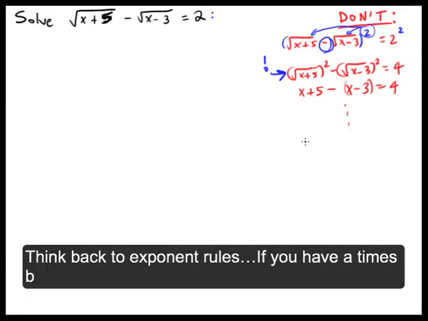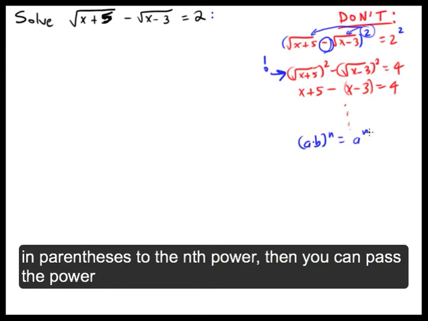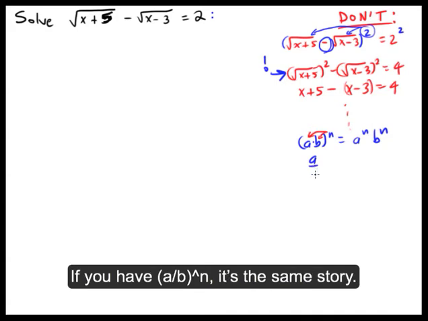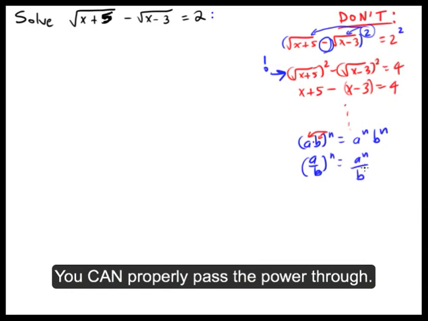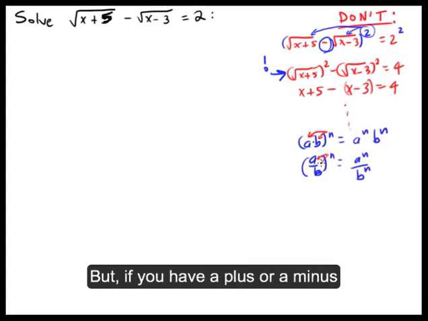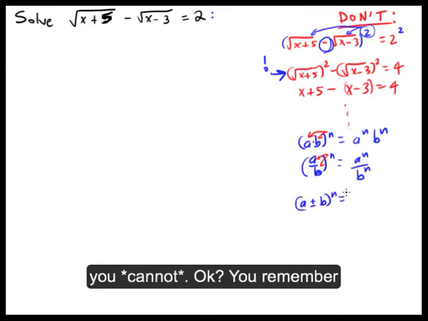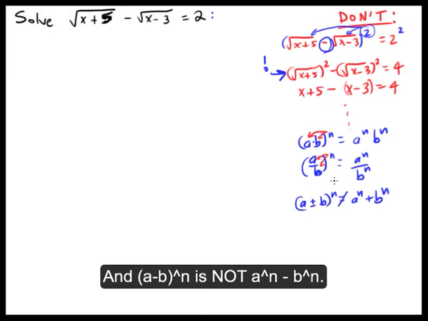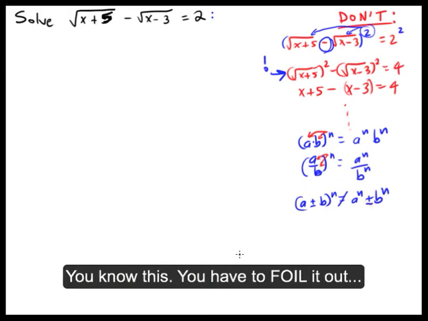If you think back to your exponent rules, remember if you have a times b to the nth power, then you can pass the power to each piece. A to the n, b to the n. That's correct. If you have a over b in parentheses to the n, same story. You can properly pass the power through to each piece. But if you have a plus or a minus, you cannot. Okay, you remember this from Algebra 1. A plus b to the n is not a to the n plus b to the n, and a minus b to the n is not a to the n minus b to the n. And you know this. You know that you have to FOIL it out to get the right answer.